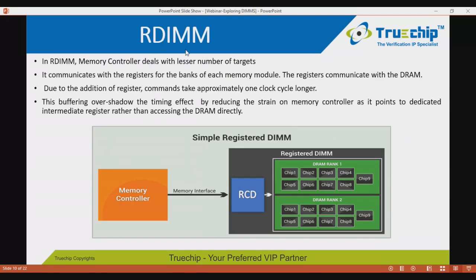RDIMMs. Registered DIMM is a dual inline memory module with improved reliability. The RDIMM uses a hardware known as a registered clock driver register that buffers the control signals and not the application data to the memory module. This buffering adds clock cycles and uses more power but handles the heavier electrical loads placed on high speed, high density modules better than the old DIMMs. The extra clock cycle effect is overshadowed by this buffering, as it reduces the load on the memory controller because it points to the dedicated registers rather than accessing the DRAM directly. This improved stability and scalability comes at a higher price. That's why RDIMMs are mostly found in servers and not in desktop computers or laptops.